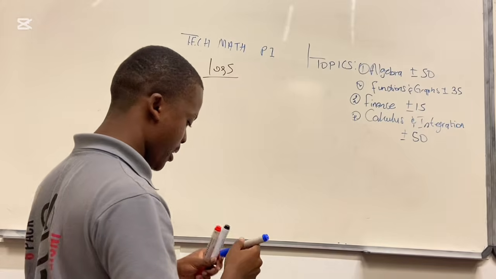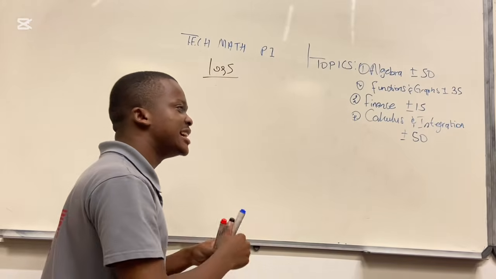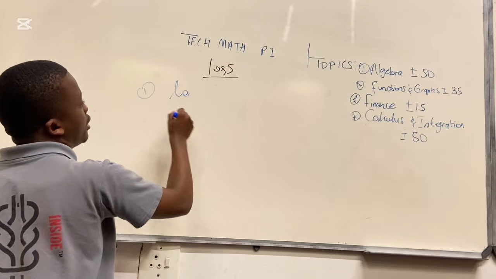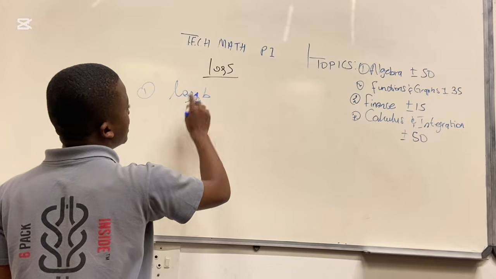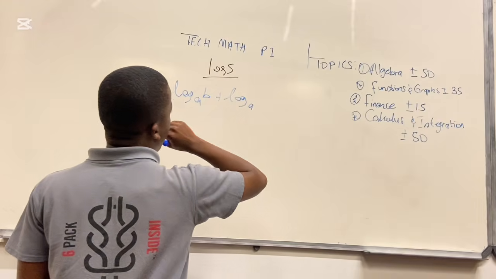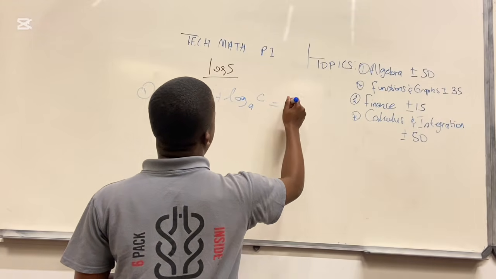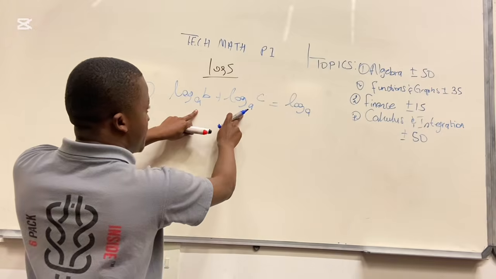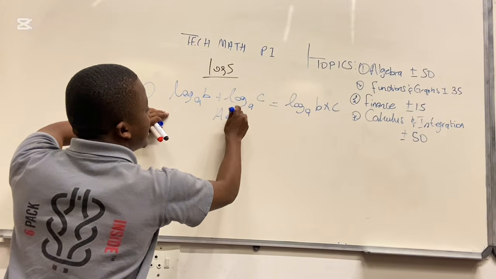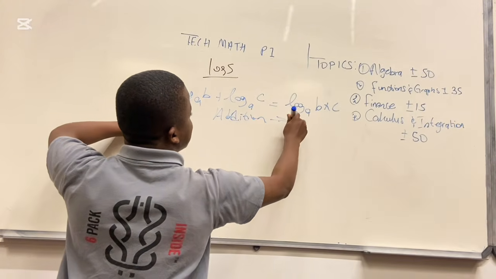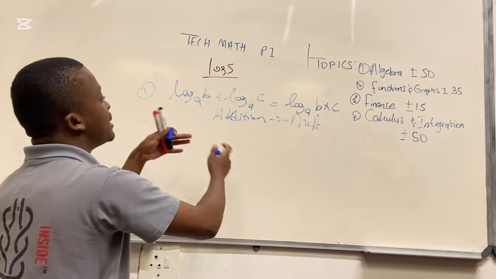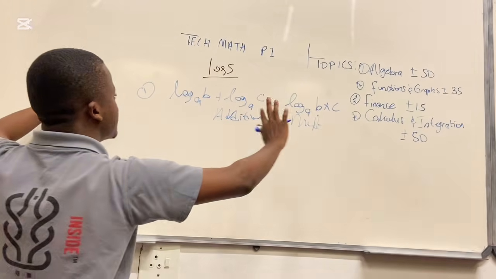In grade 12 technical mathematics, it's the quotient, it's the addition. The addition gives us the multiplication. Now if you have log base A of B plus log base A of C, they are sharing the same base, this gives you log base A of B times C. So addition gives us the multiplication. You can do it the other way around as well: multiplication gives us the addition. It's still the same thing.